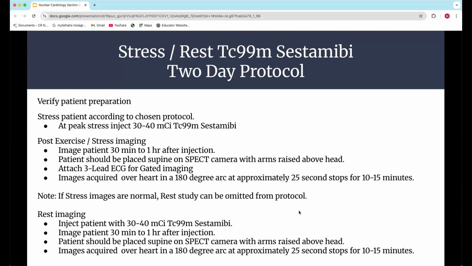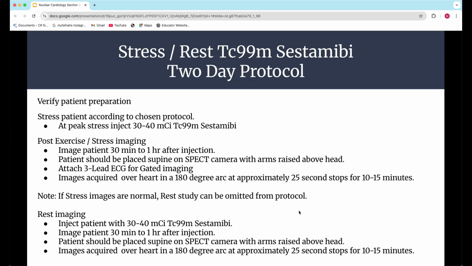All right. So this would be our stress rest sestamibi. And again, this could also be MyoView. This is going to be a 2-day protocol. So for a lot of years, especially coming off the back of thallium, facilities would do this 2-day protocol.